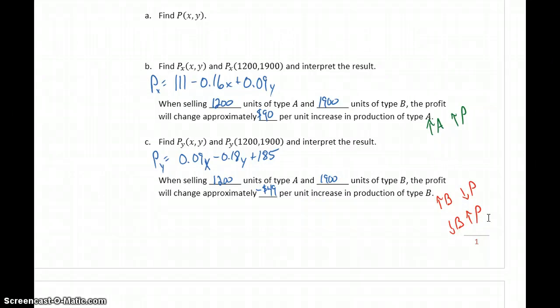So when we calculate these partial derivatives, we can look at what's the best move for a company to make. Should they increase the production of one product or the other, and which is going to generate the better change in profit? So even though we're not specifically asked that in this question, in this case the better decision would be for the company to increase the production of their type A calculators, because that's going to yield the better increase in profit.